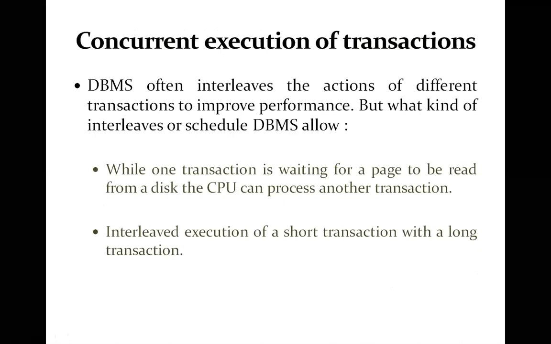The first one is that while one transaction is waiting for a particular page to be read from the disk, the central processing unit can process another transaction. Why can it work in parallel? Because input output activity can be done in parallel with the CPU activity in any computer, as they are not interlinked. Overlapping of input output activity with CPU activity reduces the amount of time the disk and the processor remain idle, and increases the system throughput.